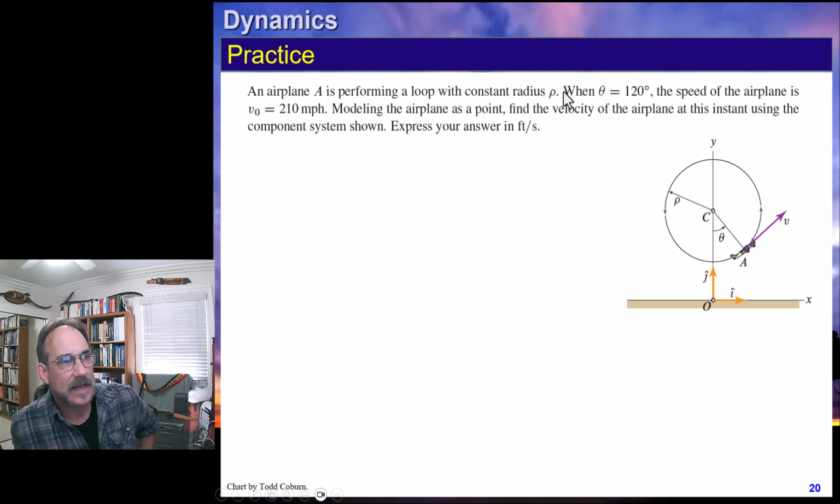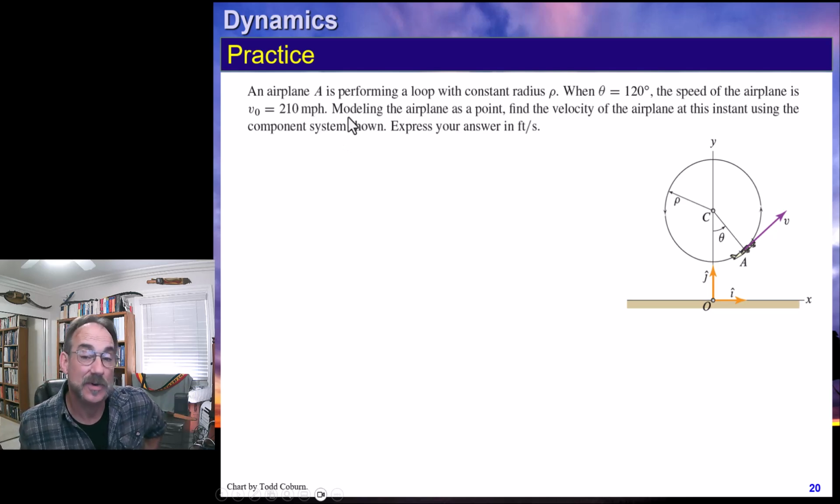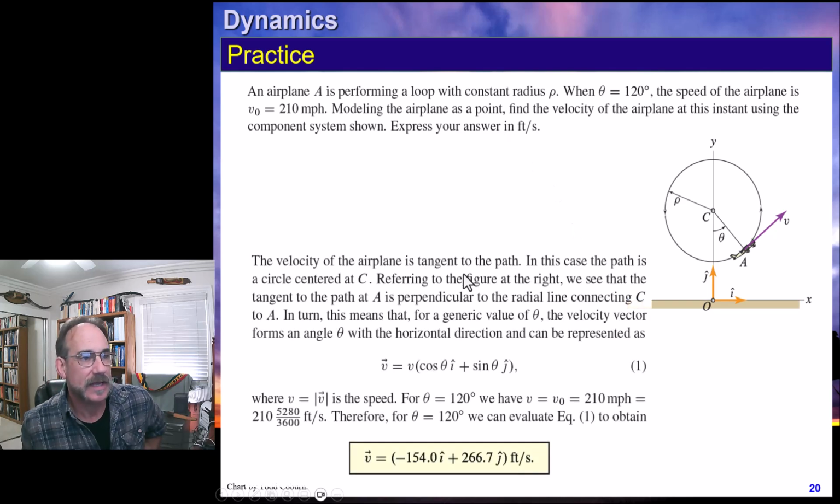This airplane is performing a loop of constant radius. When theta is 120, which is way over the other side, the speed of the airplane is 210 miles per hour, which we have to convert to feet per second. Modeling the airplane as a point, which basically means particle, find the velocity of the airplane at this instant using the component system shown and express your answers in feet per second. So to do this, this is the solution to that.